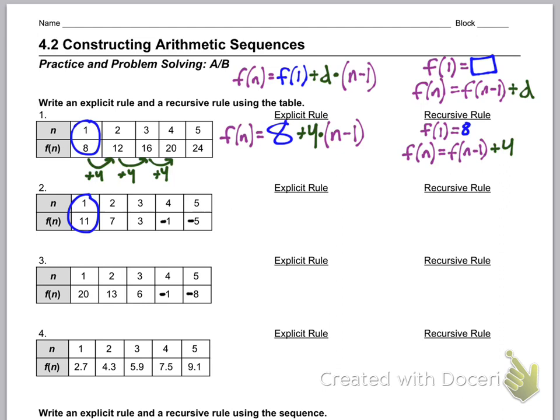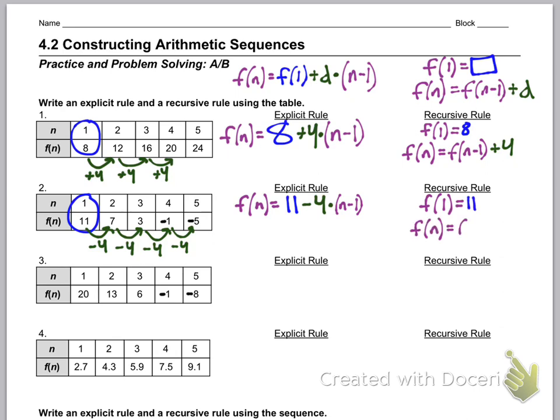On this next problem, we have the first step is 11, and the common difference is -4, because you subtract 4 every time. So there's the explicit rule. And there is your two equations. Just remember you need both for your recursive rule. Try those two on your own now.